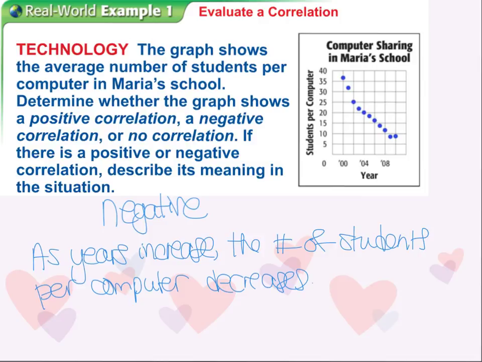But I want you guys to take just a minute or two and have a quick little discussion. Why would this correlation happen? As the years have increased from, say, 2000 to 2017, why would the number of students per computer have decreased? So go ahead and press pause, have a 2-minute conversation, just because I think it's really good for us to discuss these correlations and what the data means and why that makes sense. So go ahead and discuss for 2 minutes.